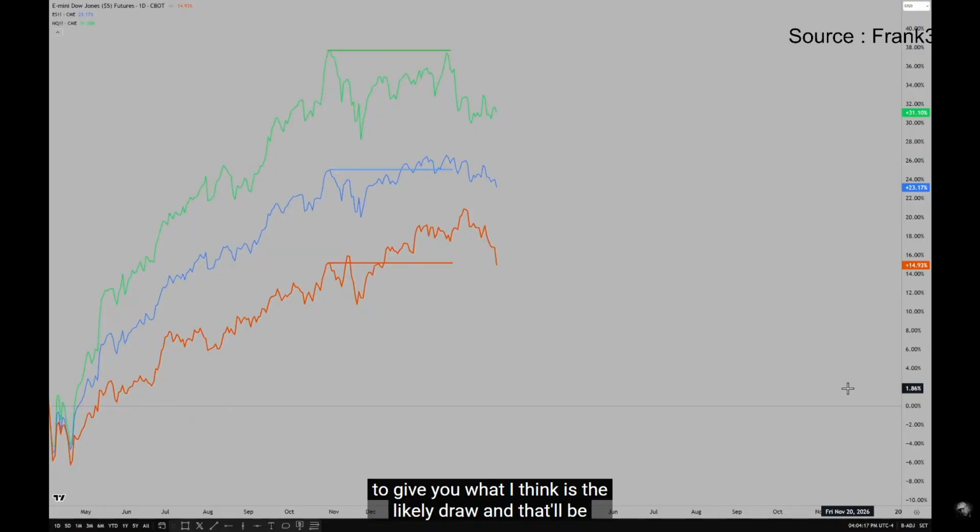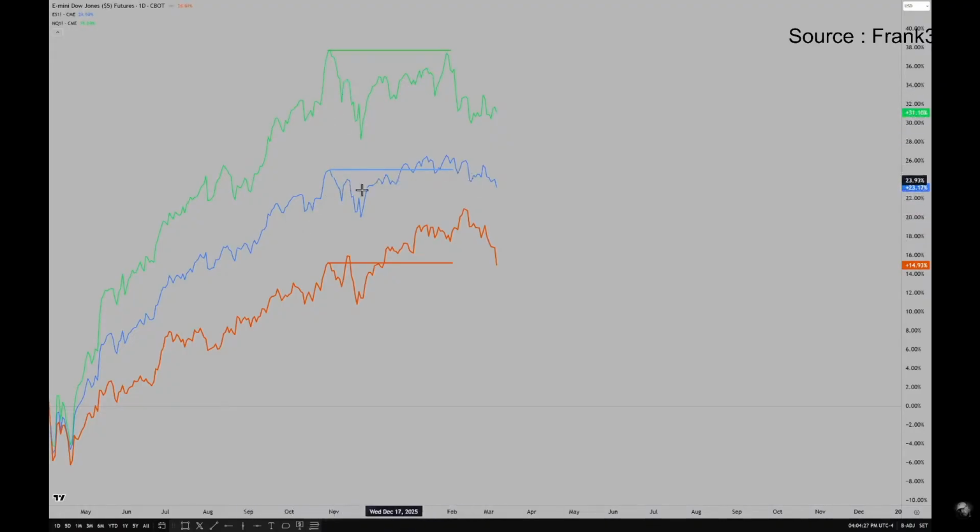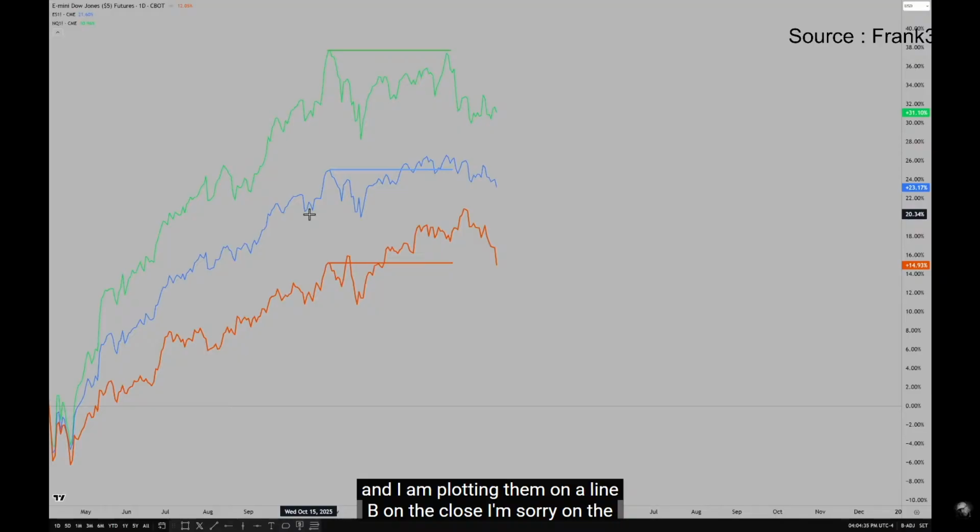So right away we have the daily chart, and this chart here is the Nasdaq, and I am plotting them on a line basis on the high. Usually when you click a line chart, its default is the close setting.